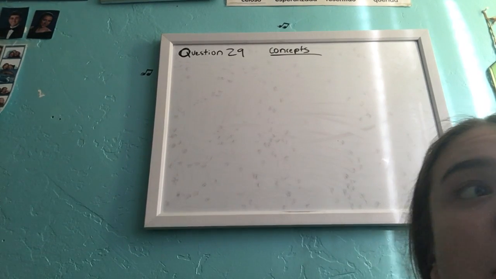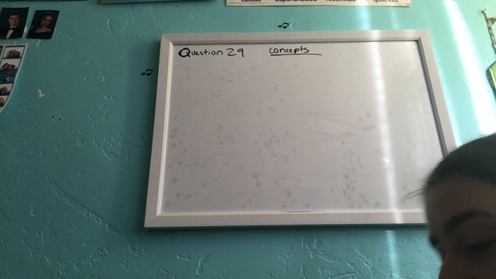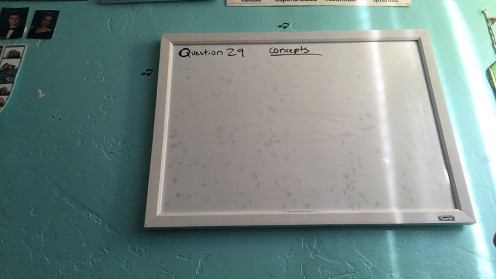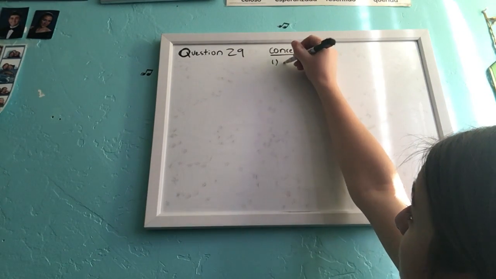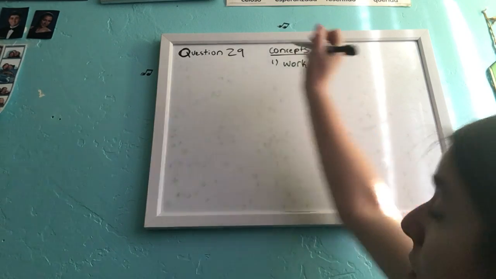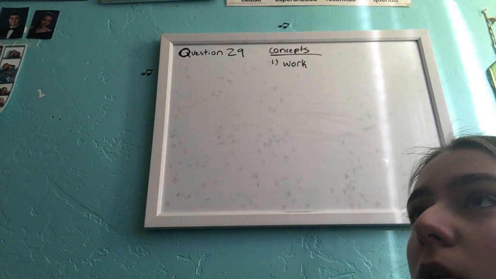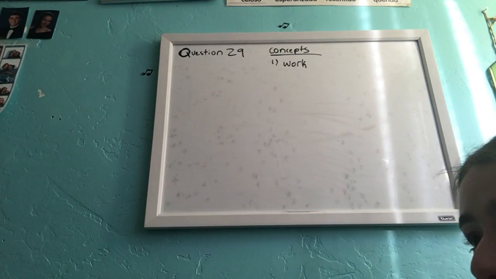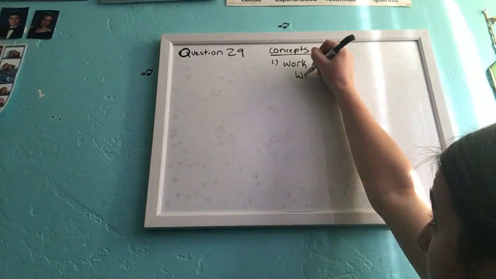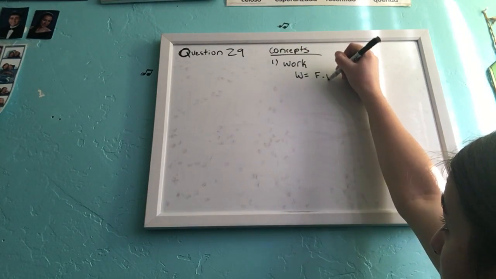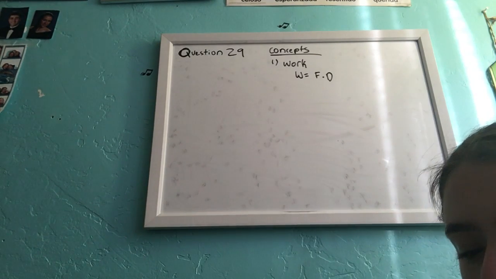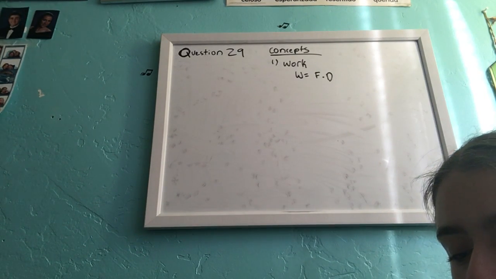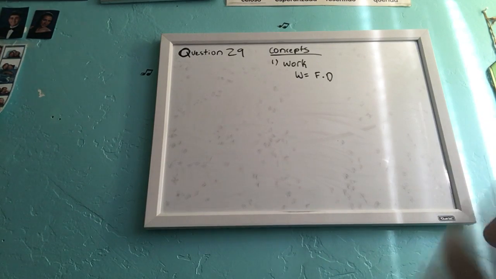Okay, so now I will be going over question 29. The first important concept in question 29 is work. Work is equal to force times distance. I'm just going to write that there, force times distance. So that is the concept behind work.